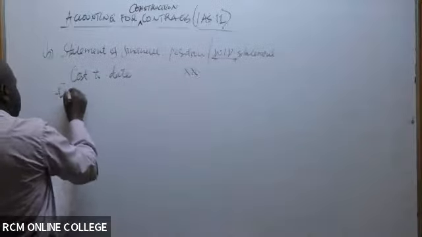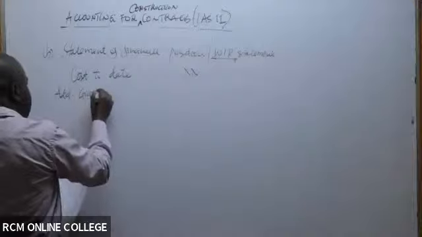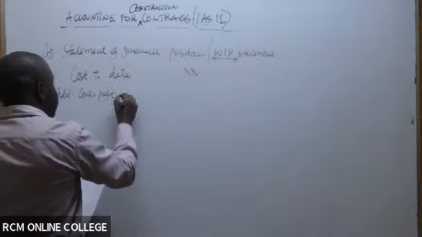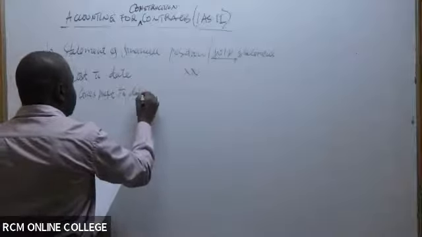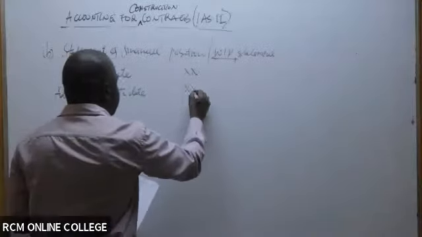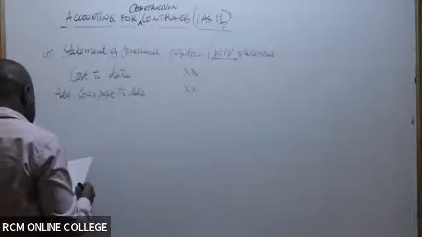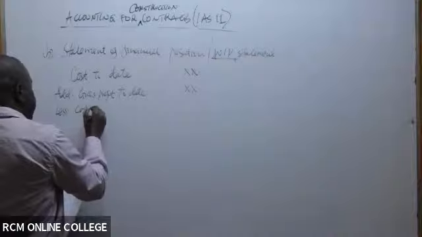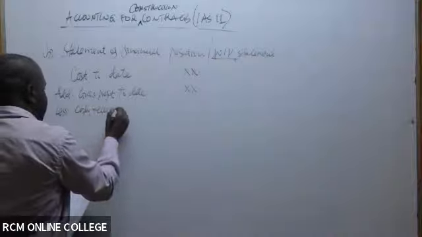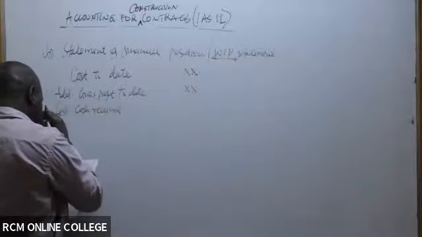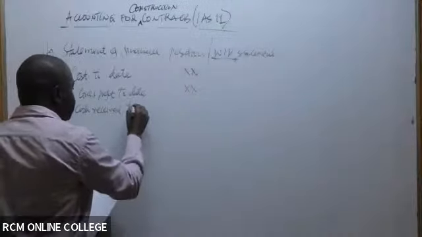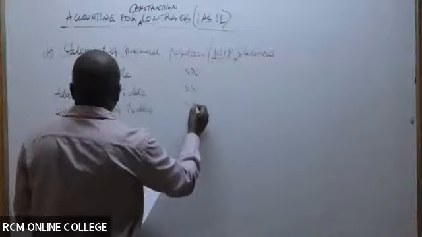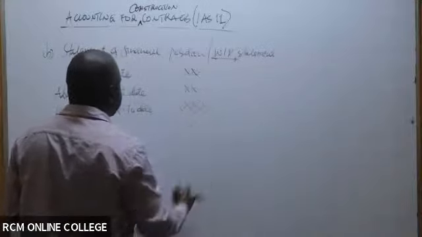You add gross profit to date. Then you less the cash you've received. The money you have already been paid to date. You less cash received to date.